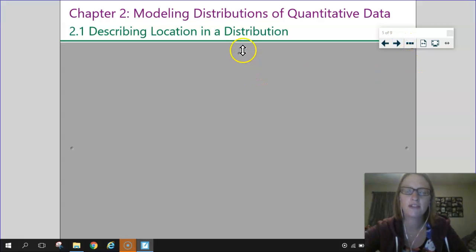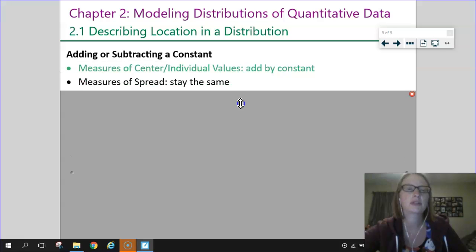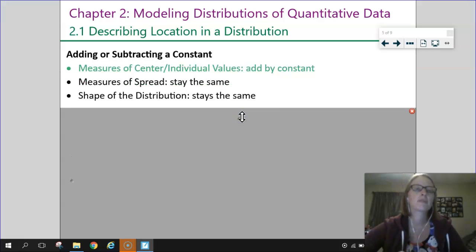If you didn't get it from the example, here's a time when you can summarize for your notes. When I added, or the same thing would have happened if I subtracted, although don't worry, I'm never going to subtract 5 points from all of your test scores. But the same thing happens when I add or subtract. The measures of center and the individual data values themselves will all add or subtract by that constant. However, the measures of spread as well as the general shape of the distribution will stay the same.